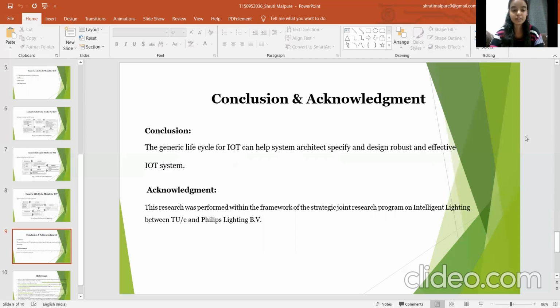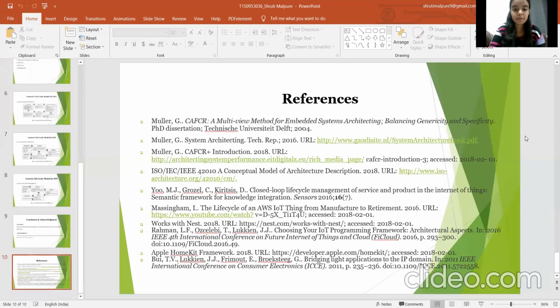Acknowledgement of this paper: this research was performed within the framework of the strategic joint research program on intelligent lighting between TU/e and Philips Lighting B.V.